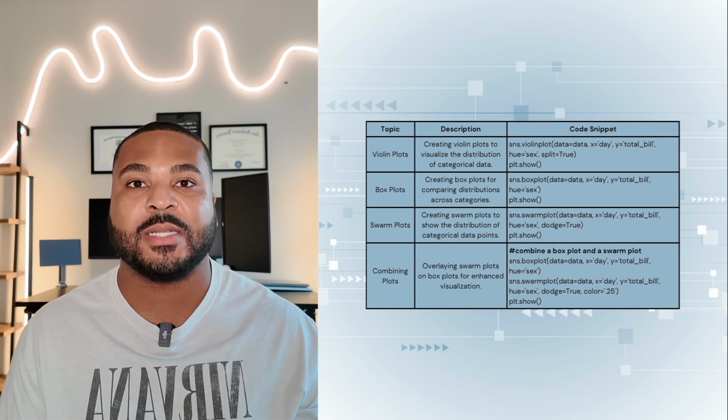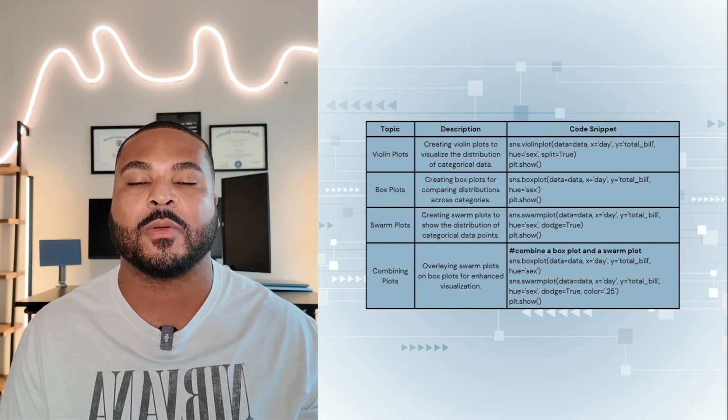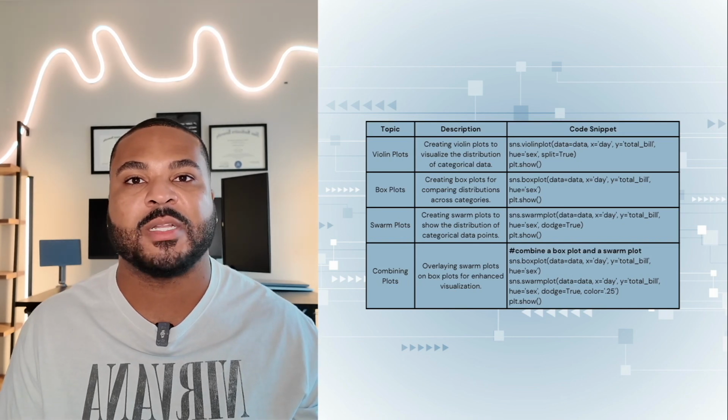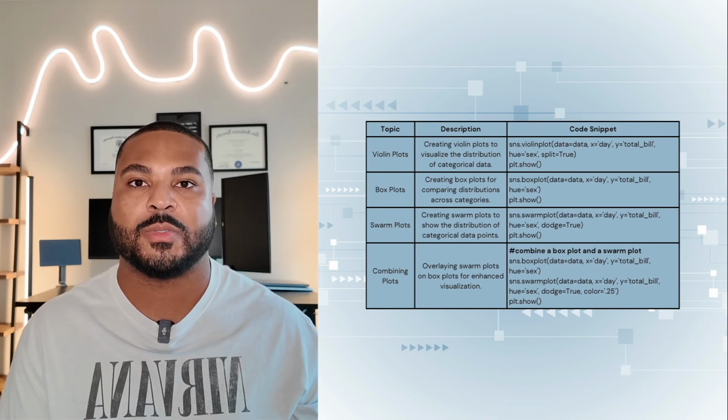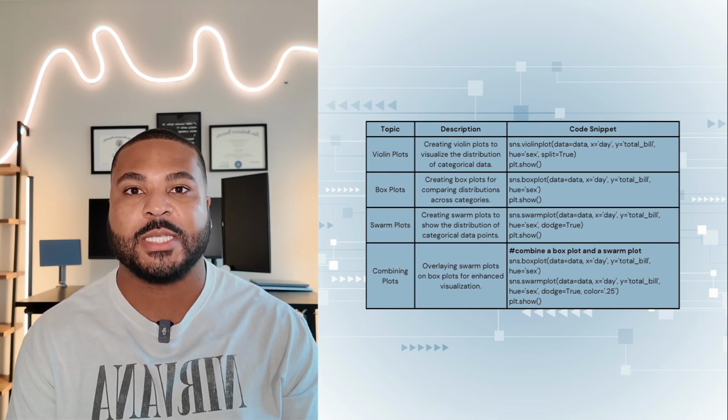The data is split by gender, showing the central tendency and variability within each category. Swarm plots show the distribution of data points for categorical variables. They arrange the points to avoid overlap, making it easy to see the concentration of data points.